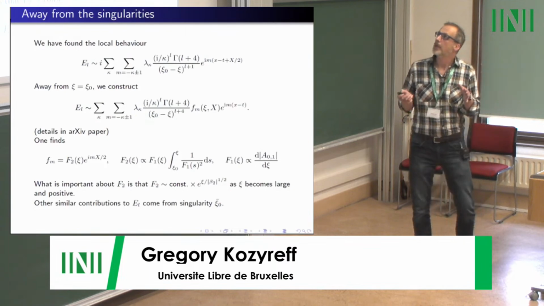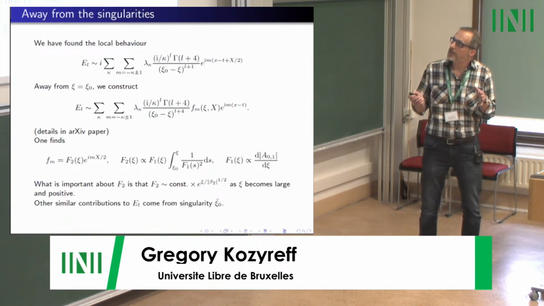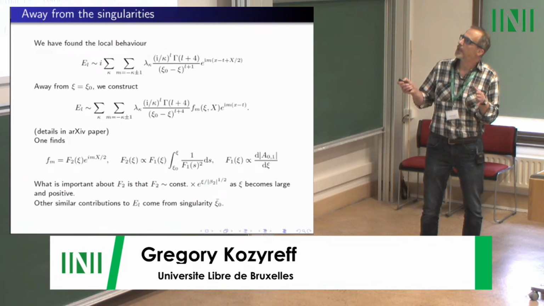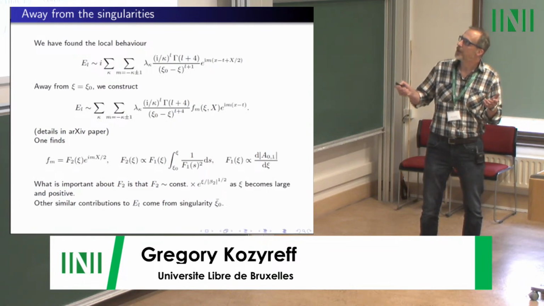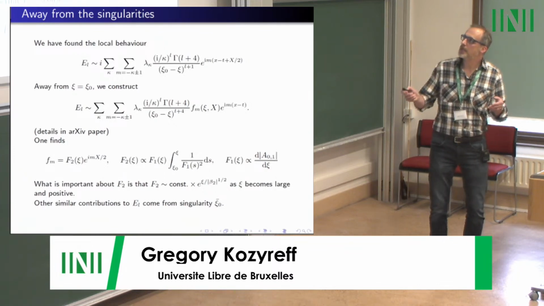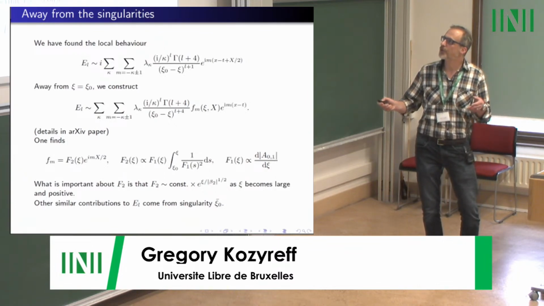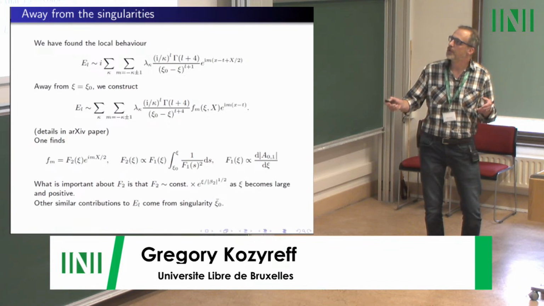So, near the singularity, we just found out that we had this general behavior. Alpha is equal to 4. We have certain values of kappa. They have to be integer, and for each value of kappa, we have 2 harmonics which are associated in this way. Based on this, we can construct the solution away from the singularity in the following form.